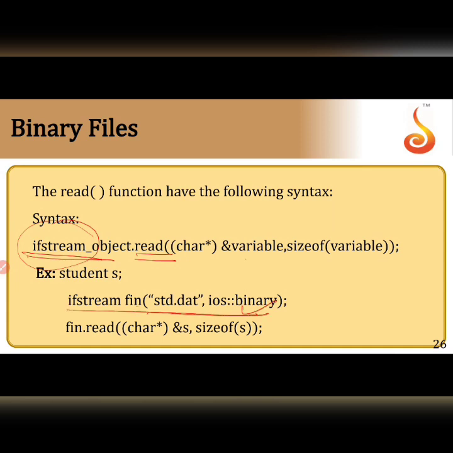After that, the same example with ios::binary. This is again with the constructor method. I am opening an ifstream, fn is the name of the object, to which I am passing the file which has to be opened in binary format for reading, and this is how I read it. When I write a program, you will understand it in a better way.